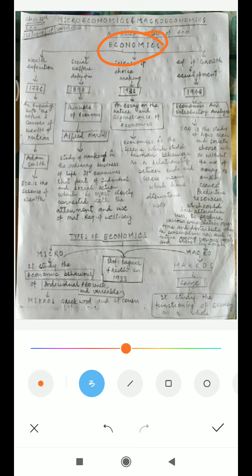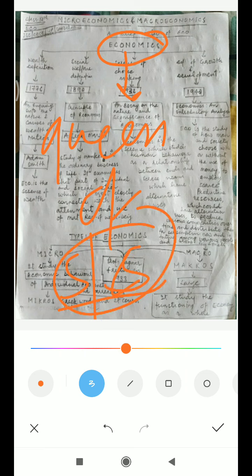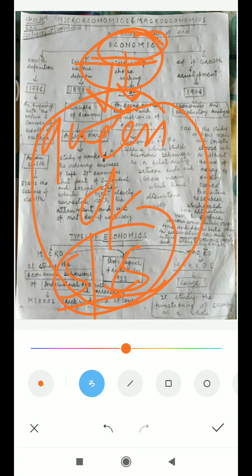But economics is called what? Queen of social science. Why is it called queen of social science? Because it studies the economic behavior of an individual and organization in the society. Economics is called the queen of all the social sciences. That's the reason why I'm saying economics is different from other social sciences.